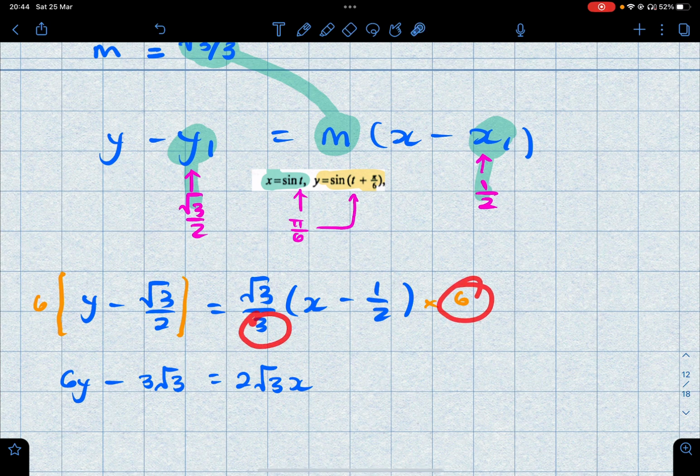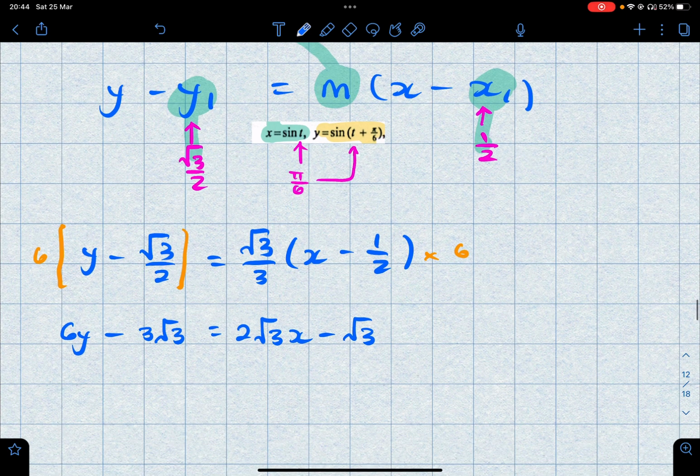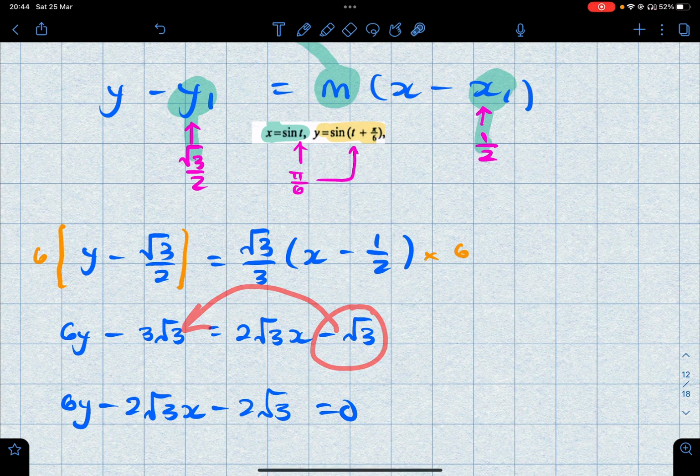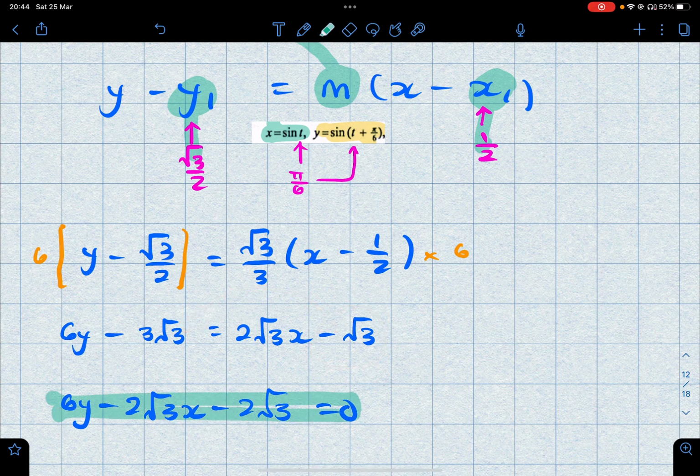So 6 over 3 is 2. So that's 2 root 3 x, and then you have root 3. So the 6 over 3 is 2, 2 over 2 is 1, root 3. So you can say 6y minus 2 root 3 x minus 2 root 3 equals 0, if you bring that to the other side. So that would be your final answer.